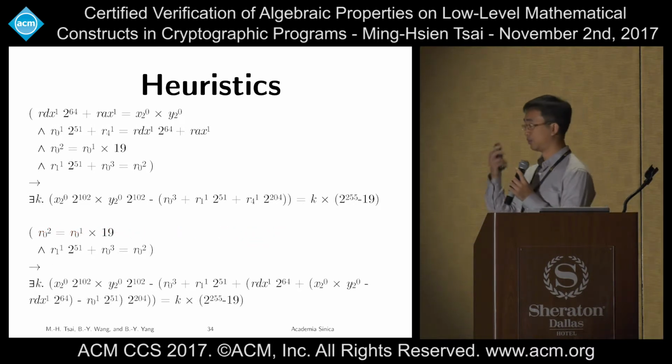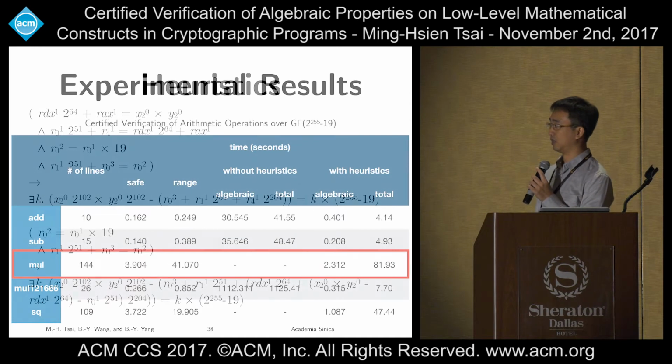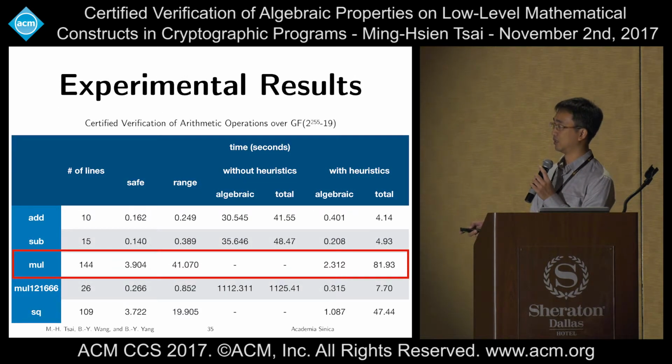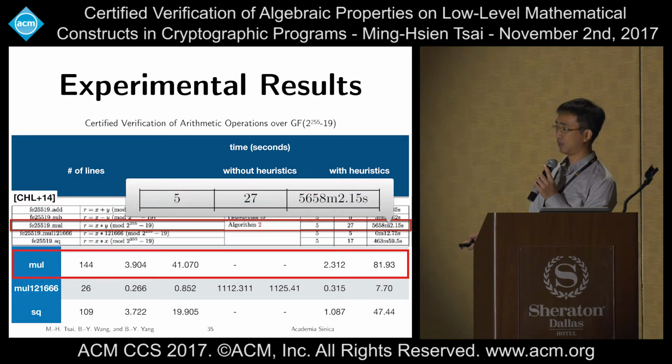So for experiment, we verify some arithmetic operations over 2 to the power of 255 minus 19. And let's see the hardest one, multiplication. It contains 144 lines of code, and it takes 4 seconds to check if the program is safe. And it takes 41 seconds to verify the range predicates. And without the heuristic, it cannot verify the algebraic specification. With the heuristic, it can verify the algebraic specification in roughly 2 seconds.